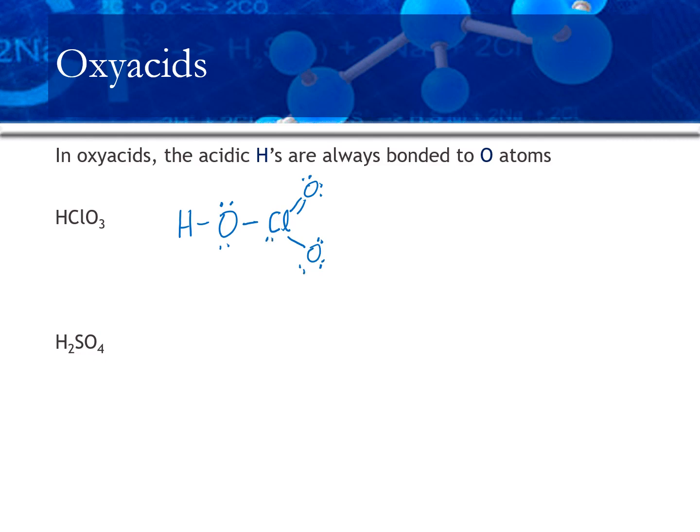So the geometry around the chlorine would be tetrahedral electronic geometry, trigonal pyramidal for the molecular geometry.